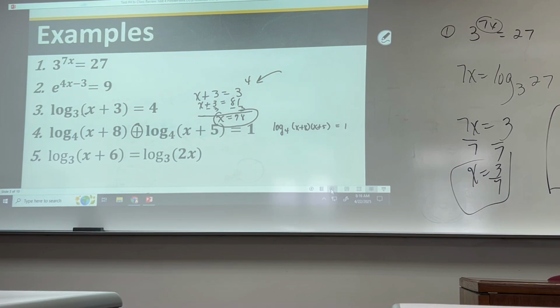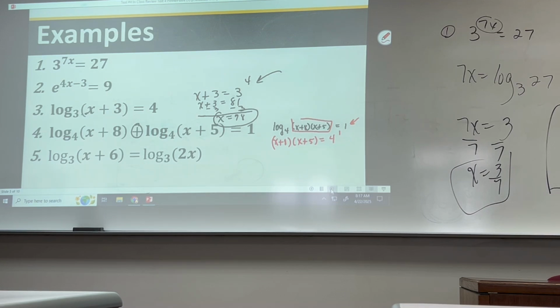I used the properties for expanding and condensing from last test to condense it. Now it's just like number 3, isn't it? You have a single log term, it's already isolated, change it to exponential form. So in exponential form, this is the argument, so x plus 8 times x plus 5 equals base to the power. What a logarithm equals is its exponent, right? So that 1 is the exponent.